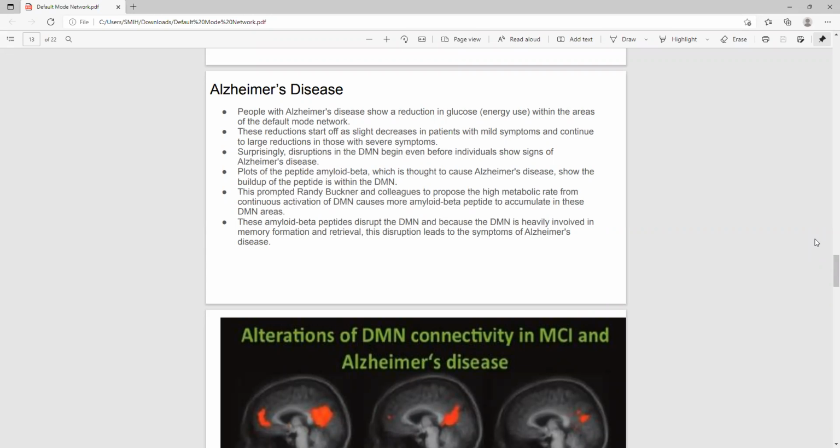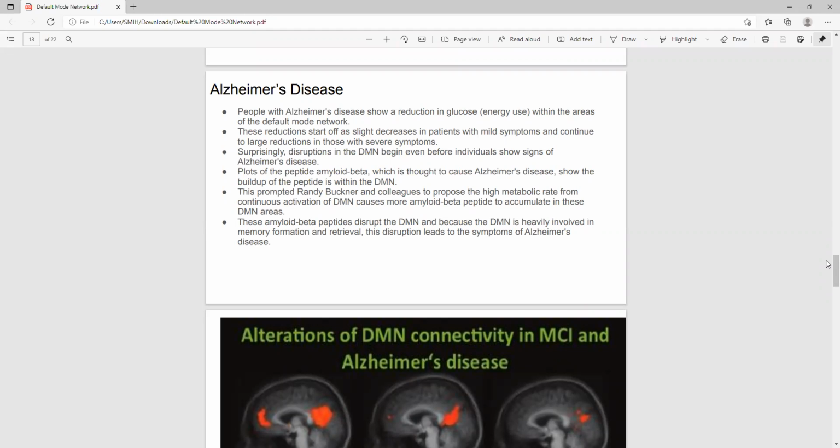These reductions start off as slight decreases in patients with mild symptoms and continue to large reductions in those with severe symptoms. Surprisingly, disruptions in the DMN begin even before the individuals show signs of Alzheimer's disease. Plots of the peptide amyloid beta, which is thought to cause Alzheimer's disease, show the buildup of the peptide is within the DMN. This prompted Randy Buckner and colleagues to propose that the high metabolic rate from the continuous activation of the DMN causes more amyloid beta peptide to accumulate in these DMN areas.